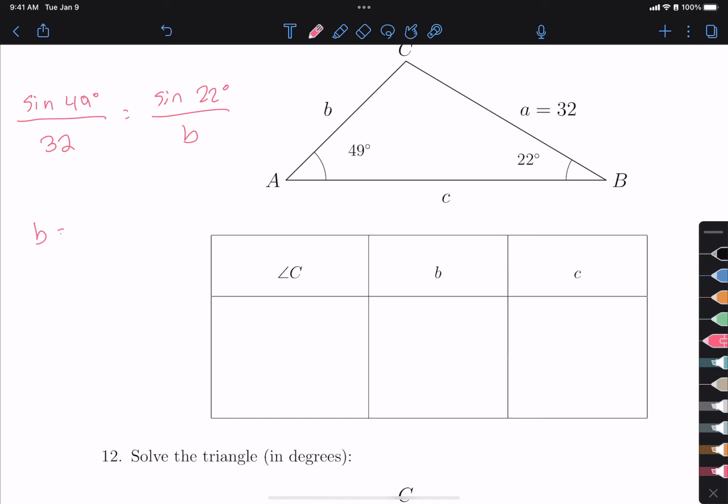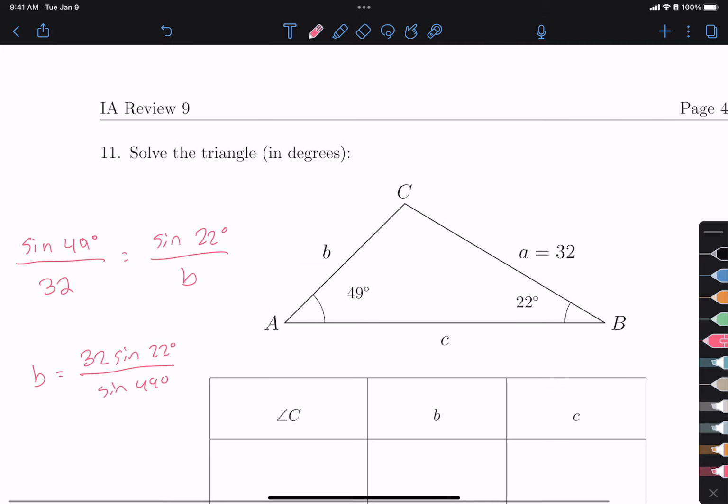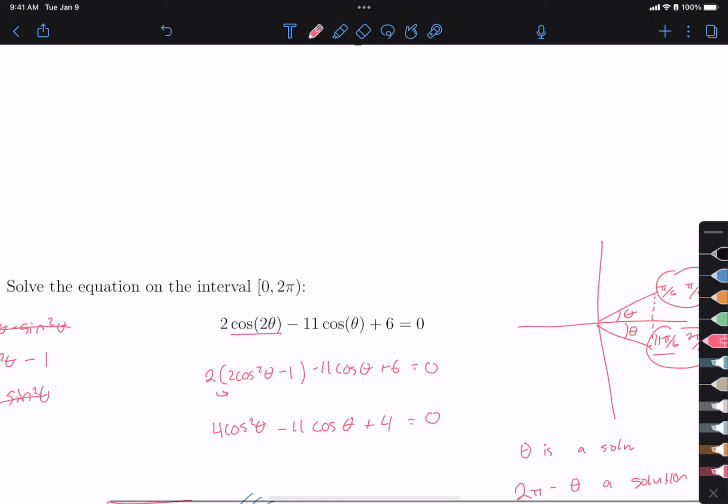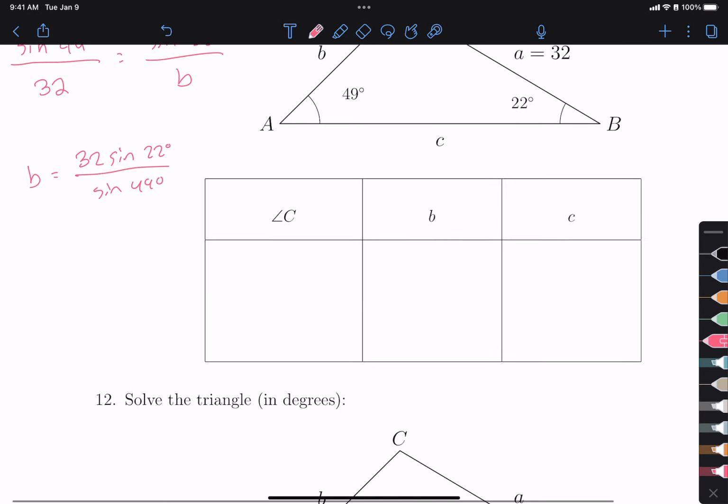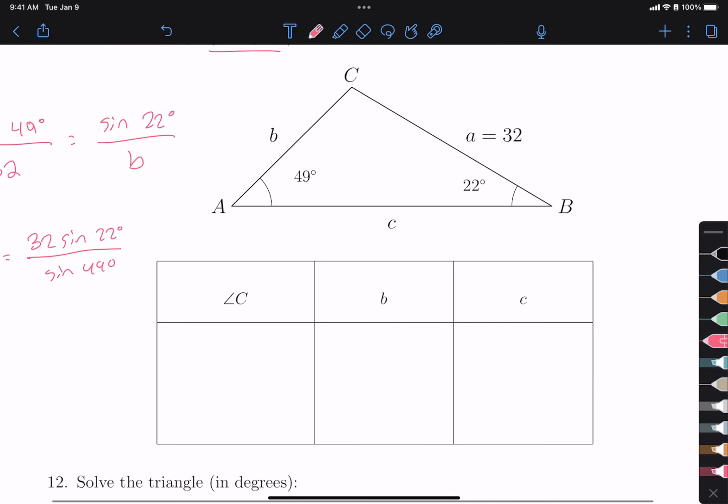Solving for b, we get b is equal to 32 sine of 22 degrees divided by sine of 49 degrees. And let's put that in our calculator. So we have 32 sine 22 over sine 49. And make sure your calculator's in degree mode because we did the last problem in radians, where the answer was from 0 to 2 pi. So you need to be constantly switching your calculator back and forth and making sure your answers make sense. So in here, I get that the side b is 15.883.